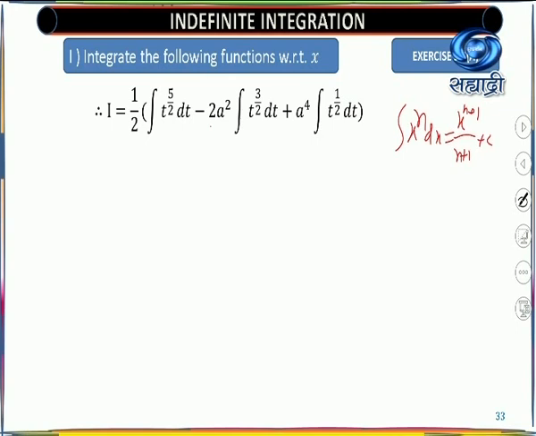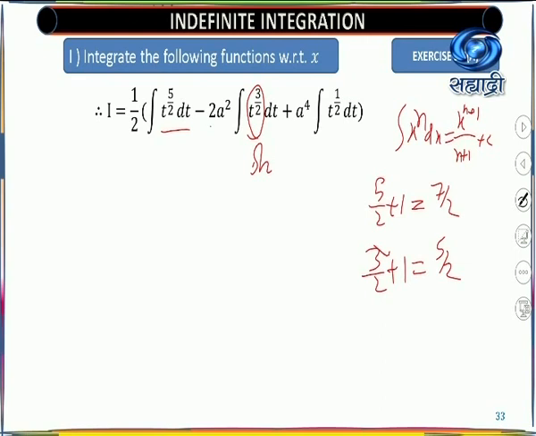Now look at here, what is n here? n is 5 by 2, plus 1. So what will be the value? That is 7 by 2. So for the first term, you will get the value as 7 by 2 for the power and the denominator. In the second term, you are having 3 by 2. So 3 by 2 plus 1, which gives you 5 upon 2. So this will be converted into 5 upon 2 after integration. And here you are having half. So half plus 1, which gives you 3 by 2.